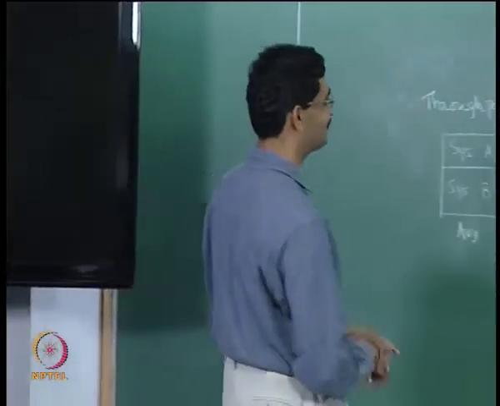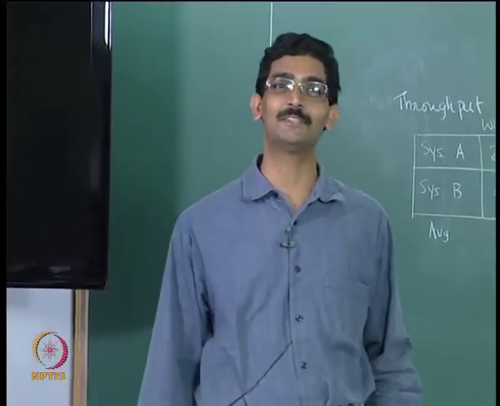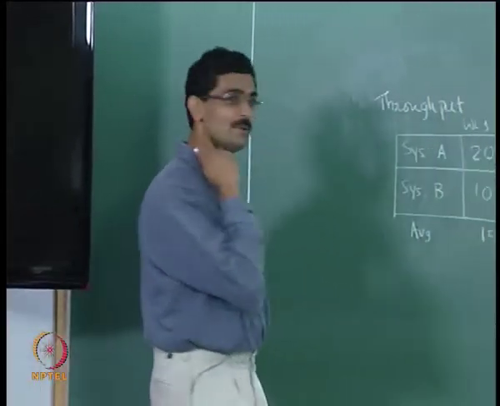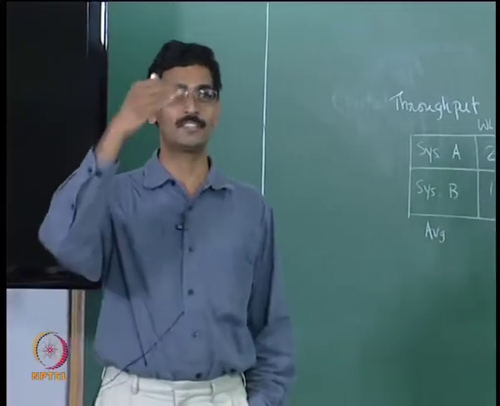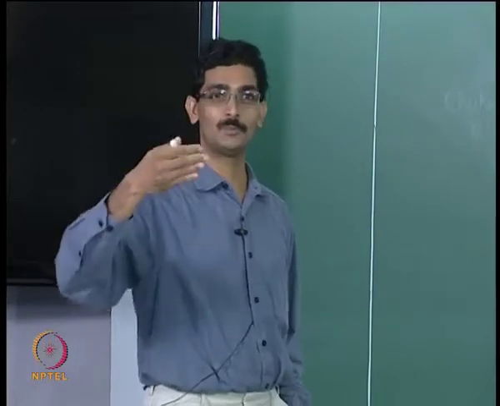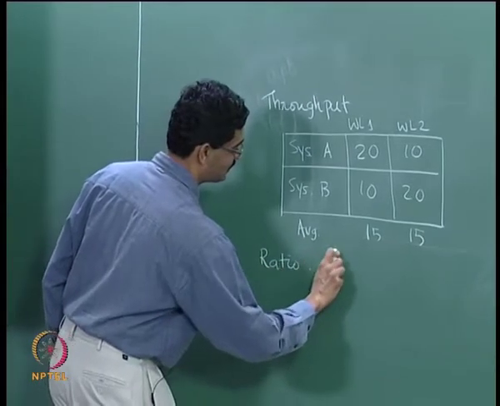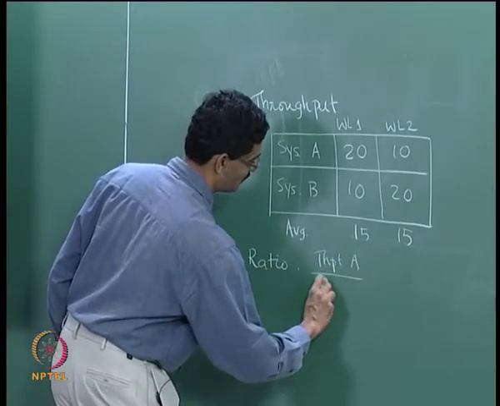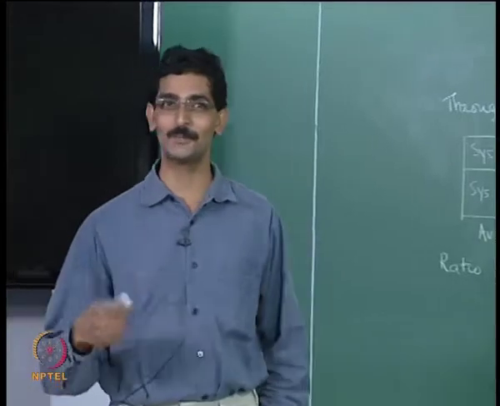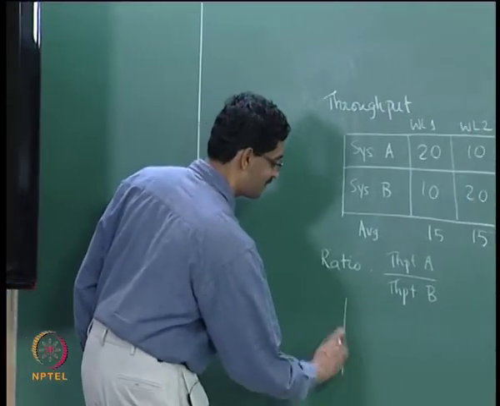One option is to simply show only one workload, but your advisor is not happy and says no, two workloads are needed, I simply can't accept just one workload. That is when you start playing so-called ratio games. Let us say that instead of throughput I compute the ratio of throughput of system A to system B. That is my metric now. I have changed my metric from simply throughput to the ratio of throughput of these two systems, defined as throughput A by throughput B. I can do that. Now this course is supposed to teach you good practices in performance evaluation, but this does not fall in that category. Okay.